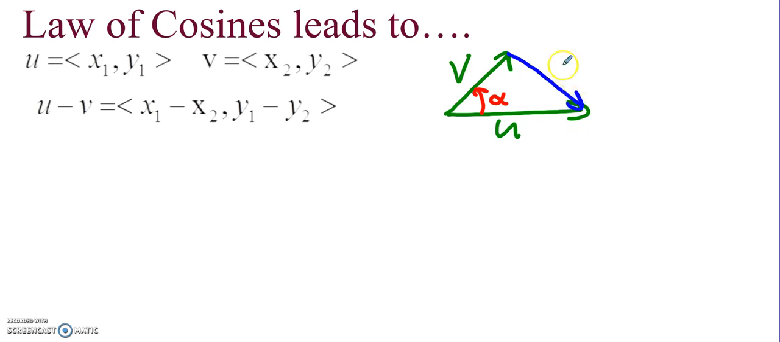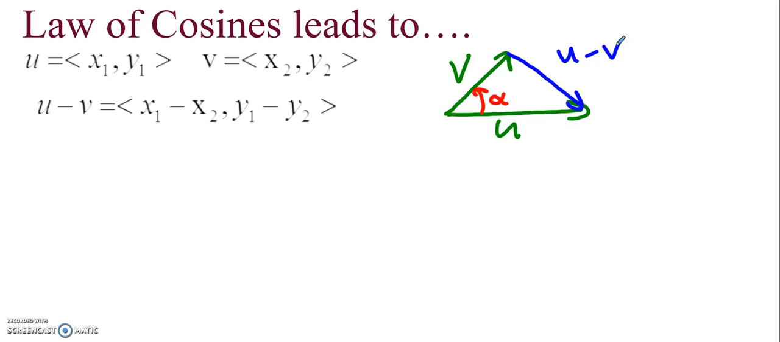Law of cosines. What does the law of cosines lead to? Well, if I have some vector u and some vector v and then some vector u minus v, let's draw this picture. This is vector u. This is vector v. I have some angle alpha in between them, and then I have vector u minus v.